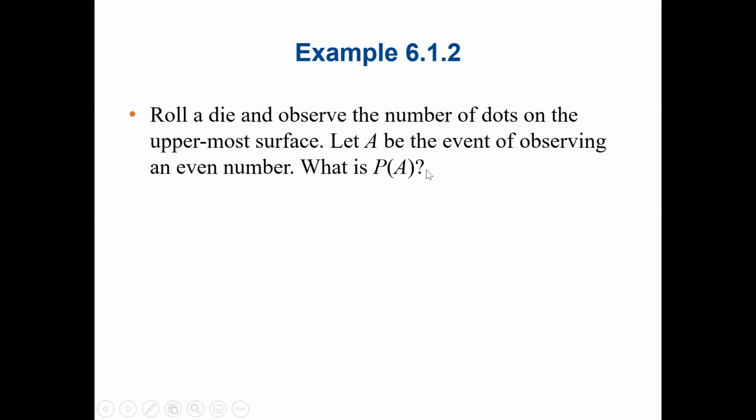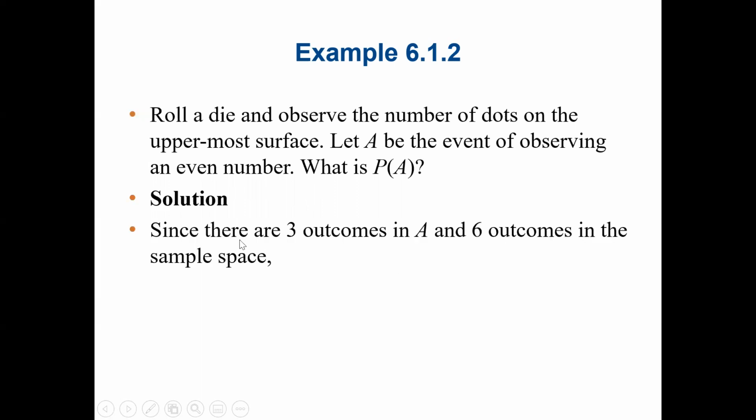Now the question asks, what is the probability of A? A means the event of observing an even number. From 1 to 6, we have the even numbers 2, 4, 6. So this event has 3 outcomes, and the sample space is 6 because a die has 6 sides. Since there are 3 outcomes in A and 6 outcomes in the sample space, the probability of A will be 3 divided by 6, which gives me 0.5.